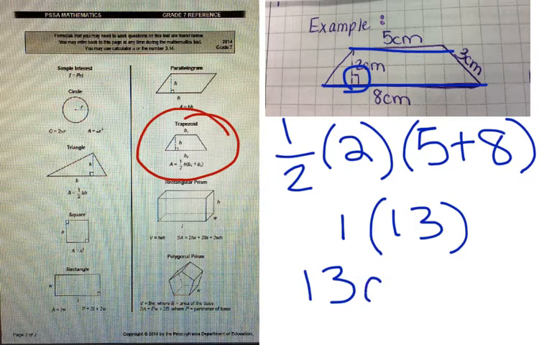And area is always shown in square units. Our units here are centimeters, so we have 13 centimeters squared. So all I did was take the formula and replace each variable with the corresponding part from the actual example. Let's try another one.